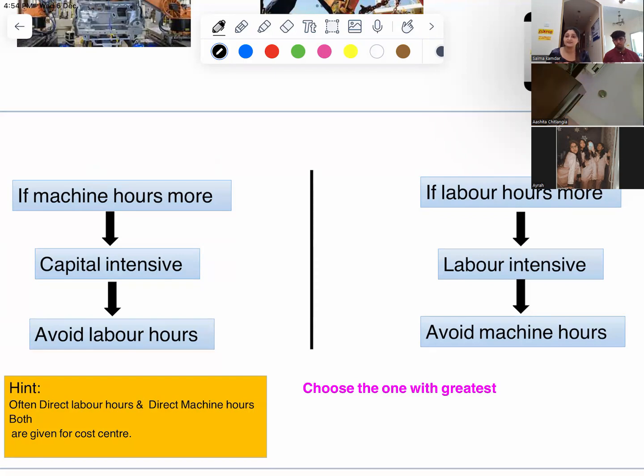Stop taking selfie. Oh, this capital intensive and labor intensive helps us to find out what?